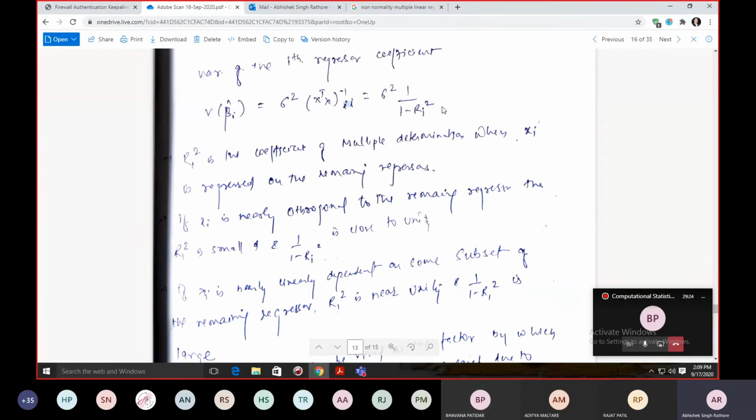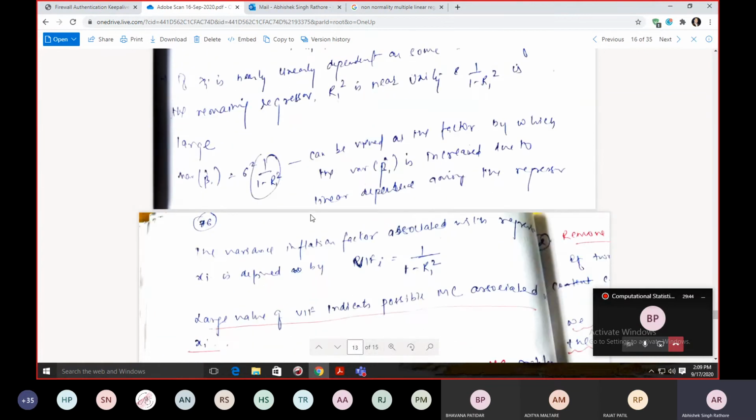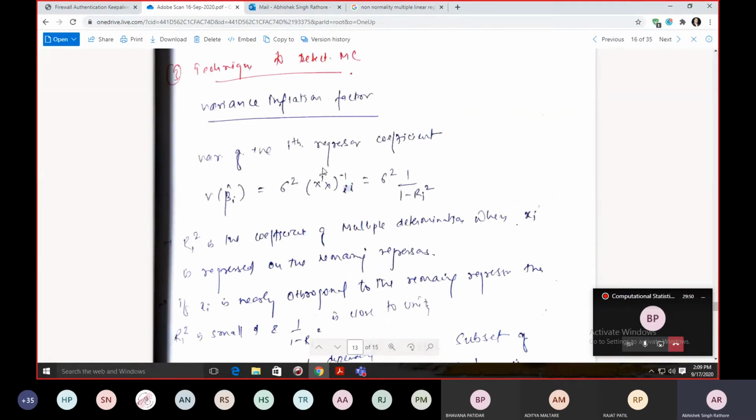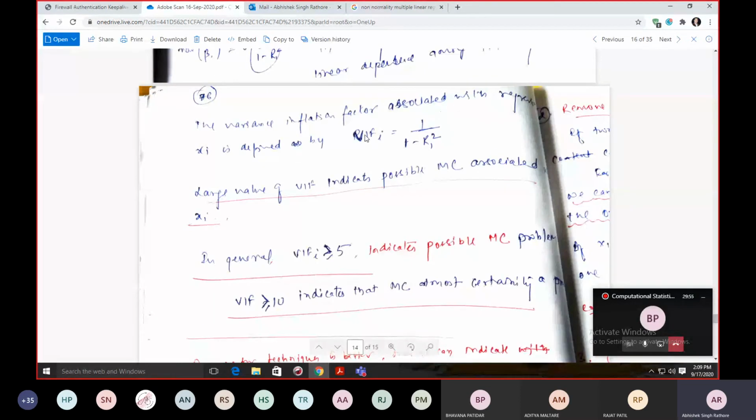If this value moves towards unity, it means that these are orthogonal. Now if this term moves toward infinity, then we can say that there exists a linear relationship or linear dependence between your xi and the other attributes. So there are different techniques available. Again, what I'm trying to do is check the variance inflation factor, so I calculate the variance inflation factor.